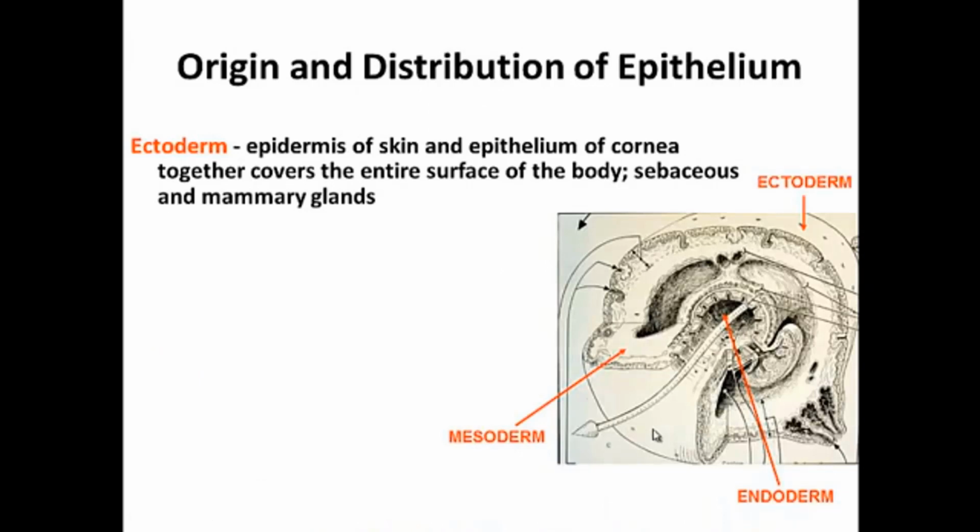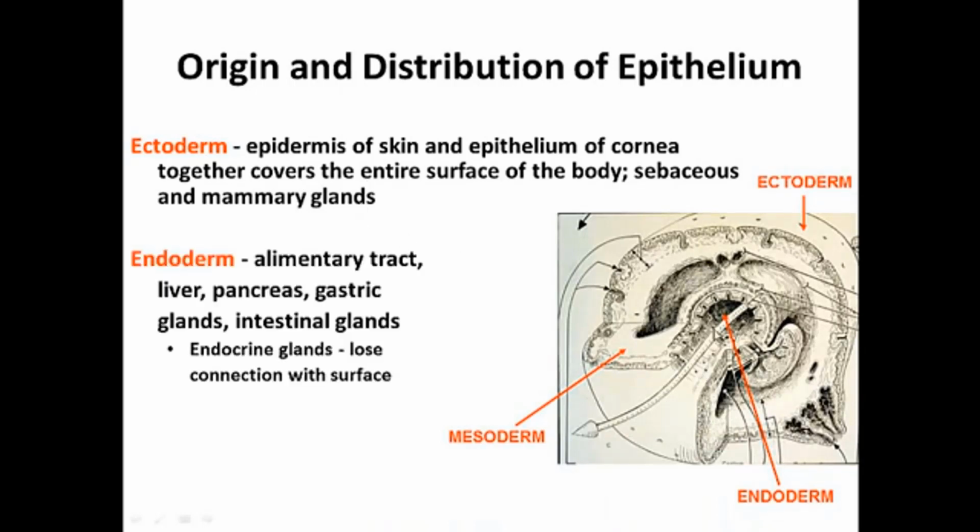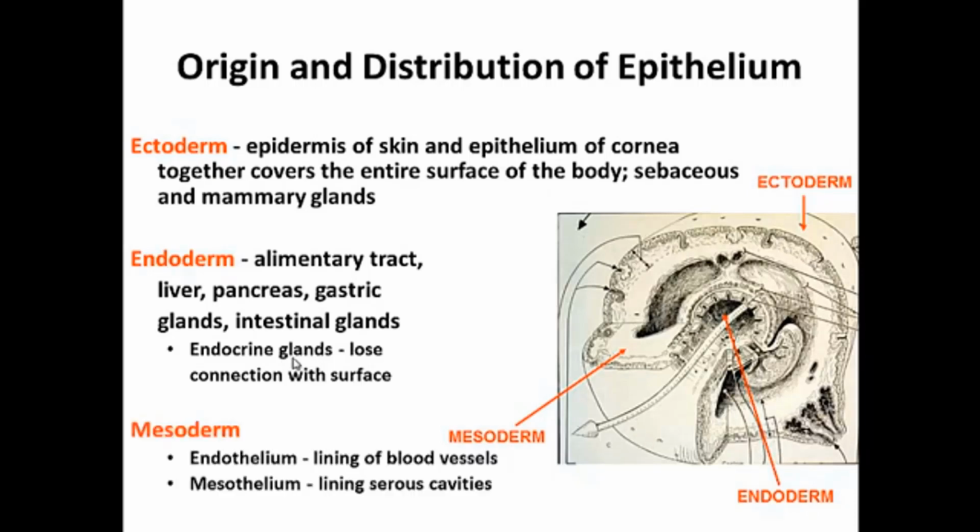Now, the origin of epithelium is from all three germ layers. The ectoderm gives rise to the skin, cornea, salivary glands, and mammary glands. The endoderm on the inside gives rise to the GI tract, pancreas, liver, lungs, and also endocrine glands. Endocrine glands lose their connections to the surface, and they secrete right into the connective tissue.